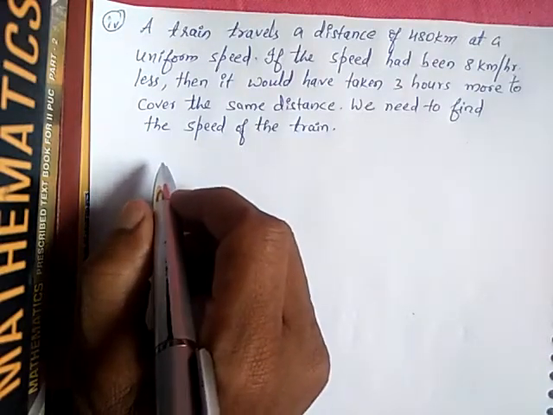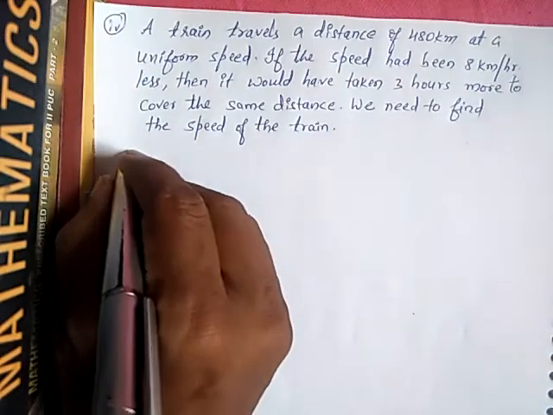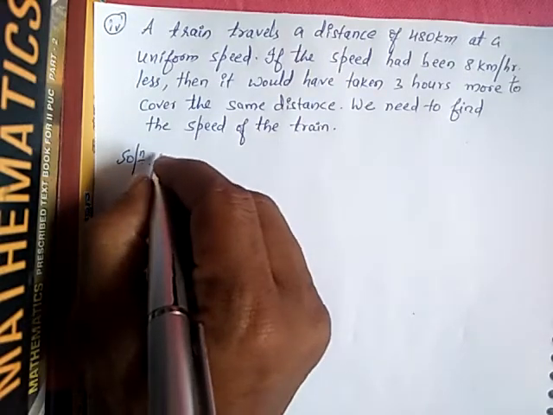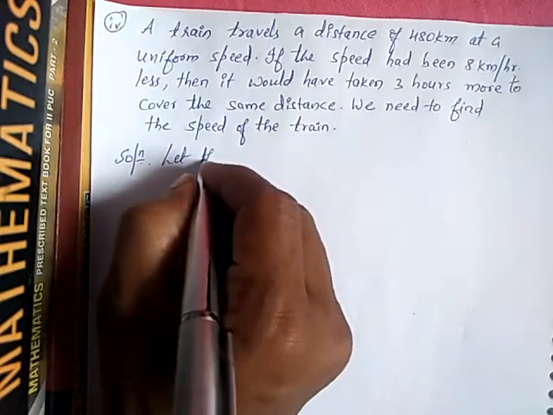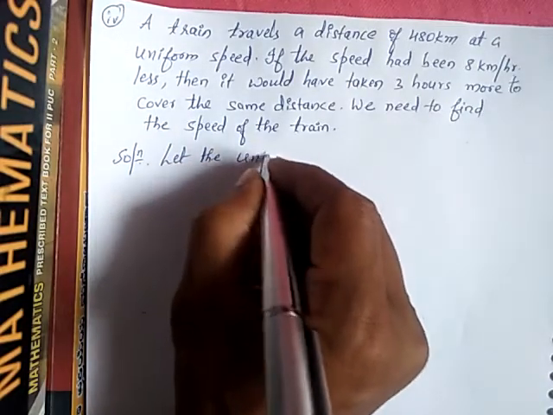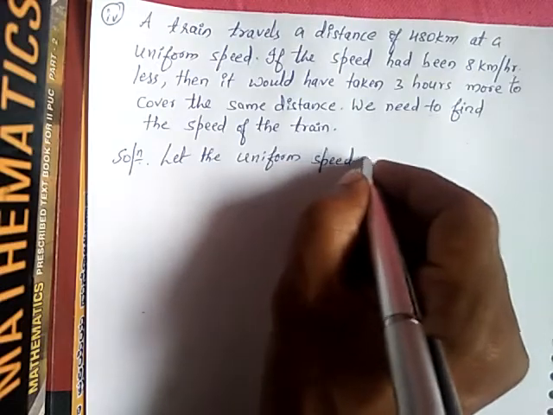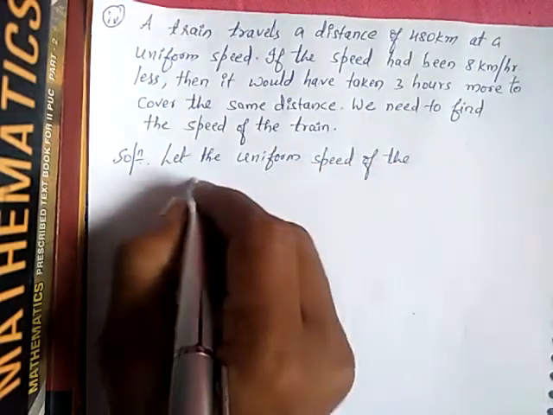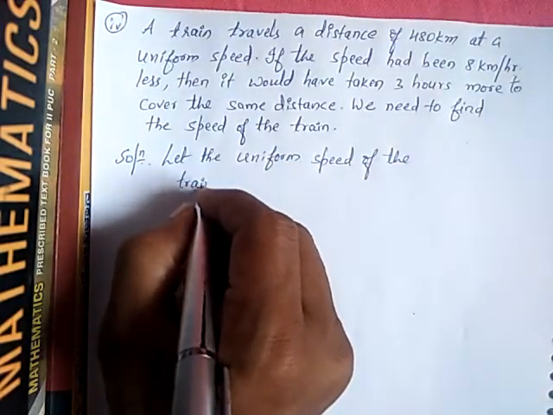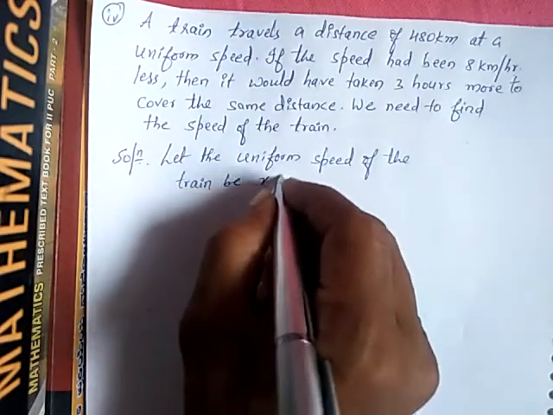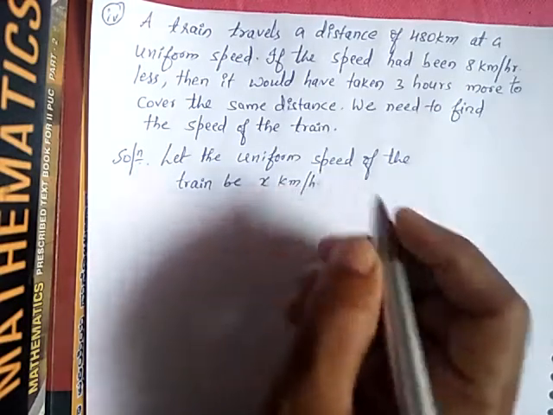So we require the quadratic equation. In the solution, we don't know the speed of the train. Okay, so we can consider, let the uniform speed of the train be x kilometer per hour. Okay, you can take like this.